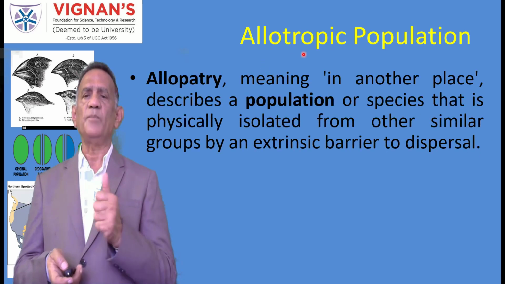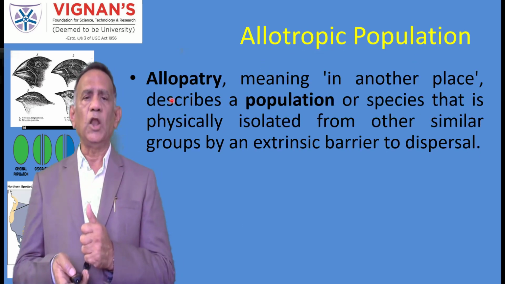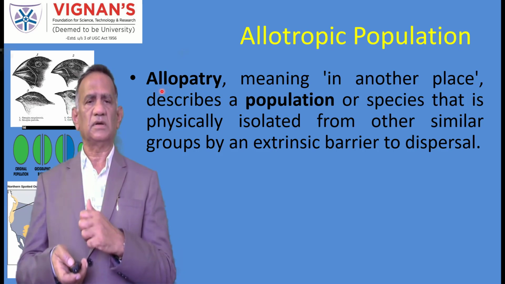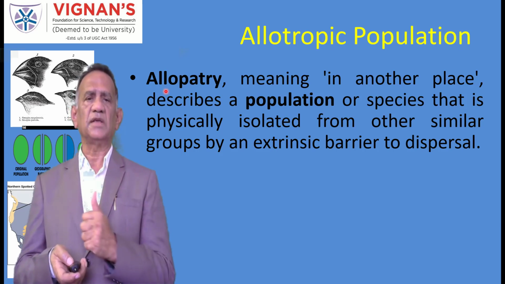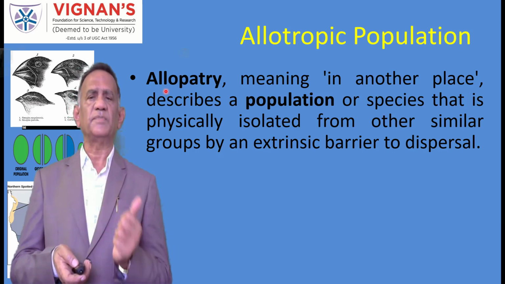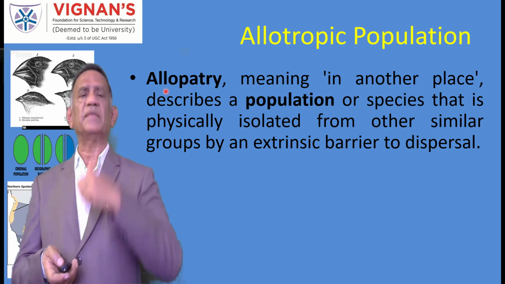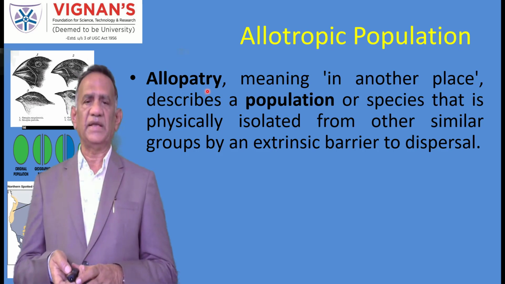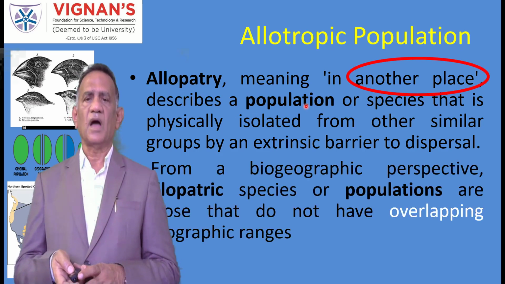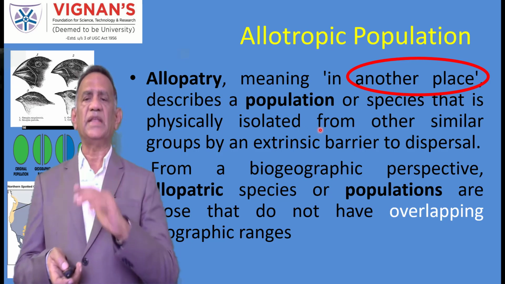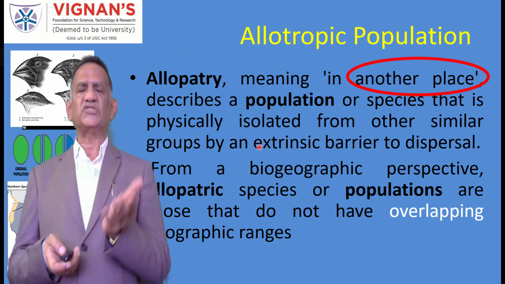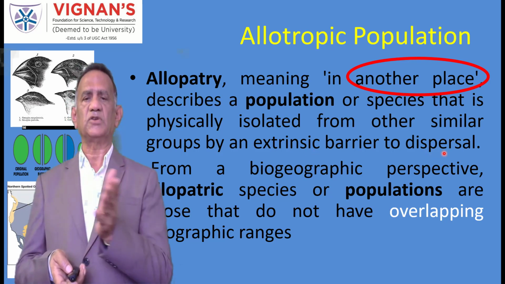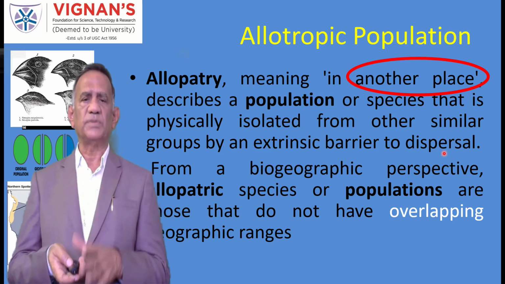Let us see the allopatric population. Allo means here another place. So that's what we have been seeing in immunology also: allograft. Allograft means another person's graft, taken from the other person. Like this is allopatric. Allopatric, meaning in another place, describes the population or species that is physically isolated from other similar groups by an extrinsic barrier to dispersal. Extrinsic barrier to dispersal. Okay, so that is the most important point here.